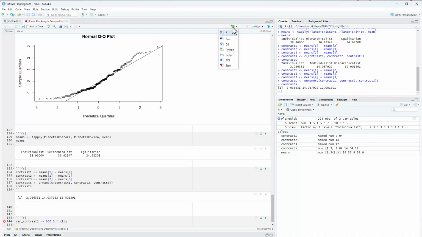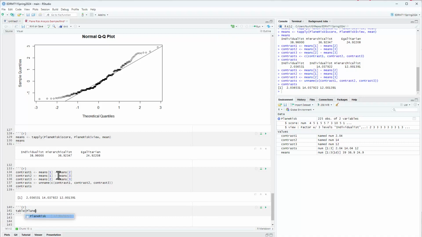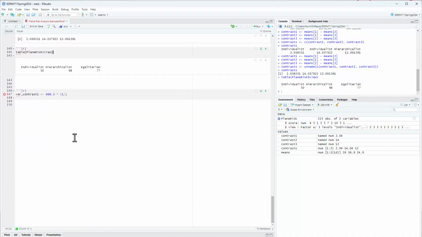So let's get the sample sizes for our groups. I'll put in another little code chunk here, and I'm just going to get a table of plain risk view. And that little table is just giving us the sample sizes. So for individualist, it's 50. So I have 1 over 50. And then I need 1, remember negative 1 squared is the next weight, and that's 1. So 1 over 98. And then I need the quantity of this. And that should do it for the variance of contrast 1.